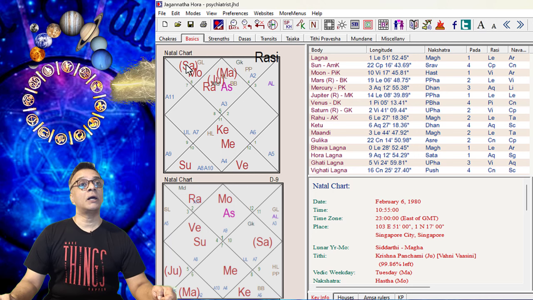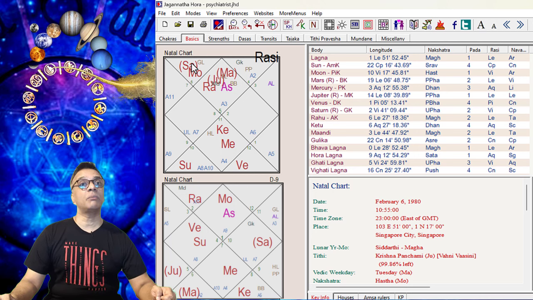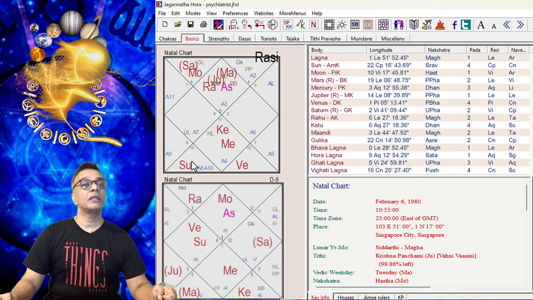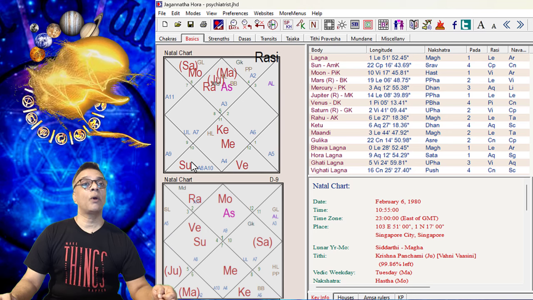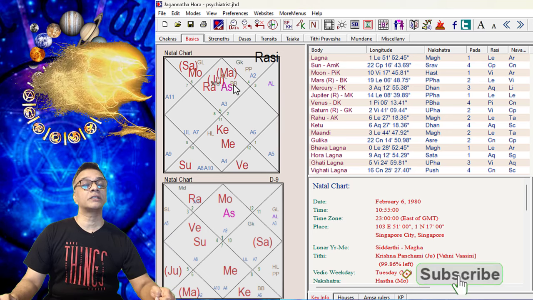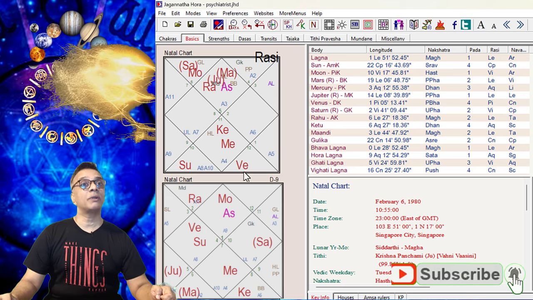Now, which nakshatra is Saturn placed in? Saturn is placed in the nakshatra Uttara Falguni, ruled by Sun. And Sun is also placed in Saturn's own sign in the 6th house, while Sun rules the Lagna. This is another important indication of why she married her husband and went abroad.